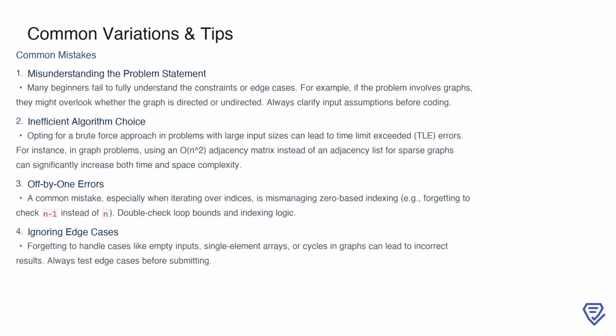Additionally, choosing an inefficient algorithm can be a critical mistake. For example, using an O(n squared) adjacency matrix for a sparse graph can lead to unnecessary memory usage and slower execution times, especially for large inputs.